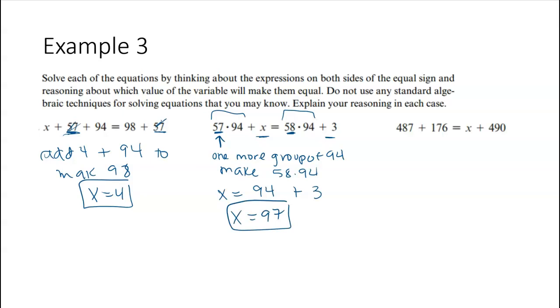Let's try another. We've got 487 plus 176 equals x plus 490. All right, so now we want to get to the 490. We don't have 490. But how many would we need to get that to 490? If we were to take 3 from 176, that would make 487 into 490. And then that would be 490 plus 1, and we took 3, 173. And then that would mean that x equals 173.